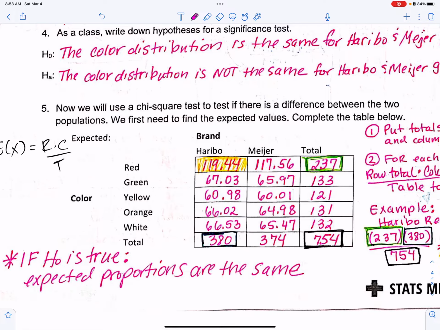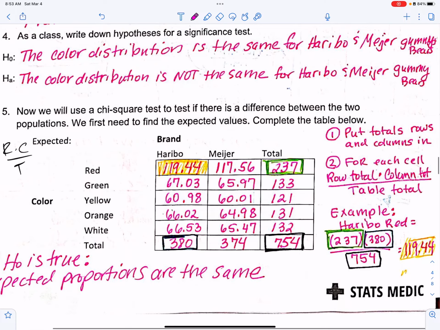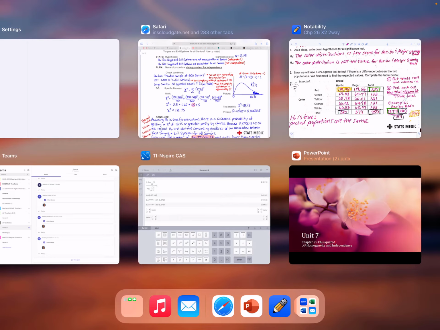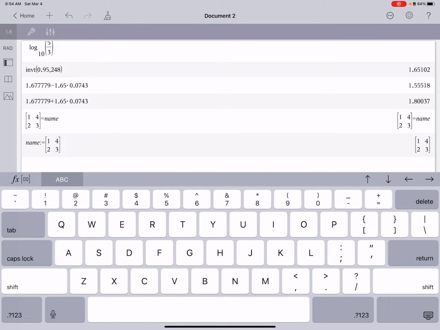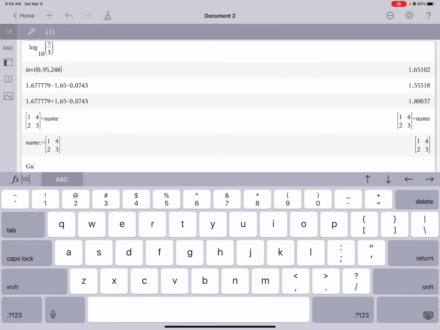But that's a lot of work to be able to get this chart. So instead, I'm going to show you how to do it on the calculator. Okay, on the calculator, my calculator is going to look different than your calculator. My calculator has a different screen, but I'm just going to type any name. You can use any name at all. I'll just type gummies just because it's about gummy bears.